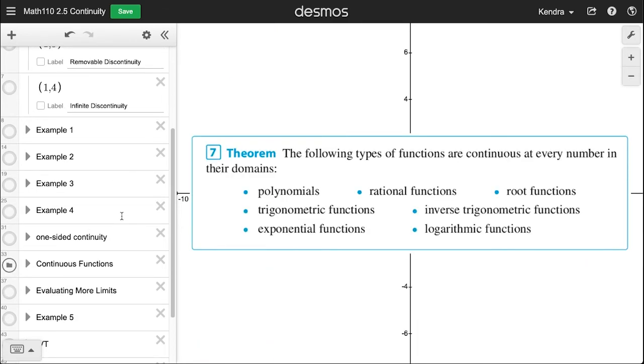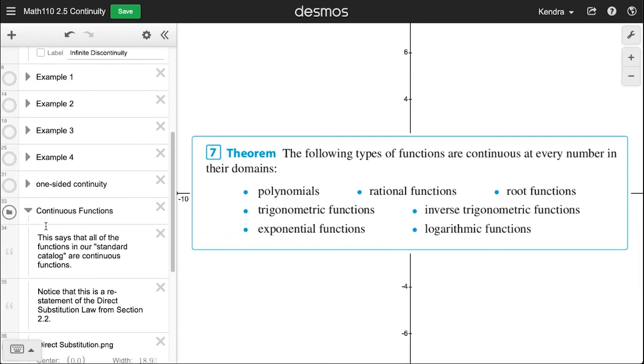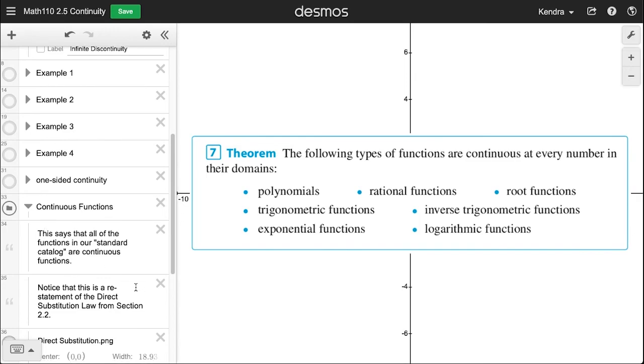It is worth noting that all of these functions are continuous at every number in their domains. Okay, so if a function is continuous at every number in its domain, then we call it a continuous function. So all of these functions are continuous functions. And you might notice that this is a restatement of the direct substitution law from section 2.2, which just means that if you want to take the limit as x approaches some number, and that number is in its domain, then the limit is equal to the function value at that number.